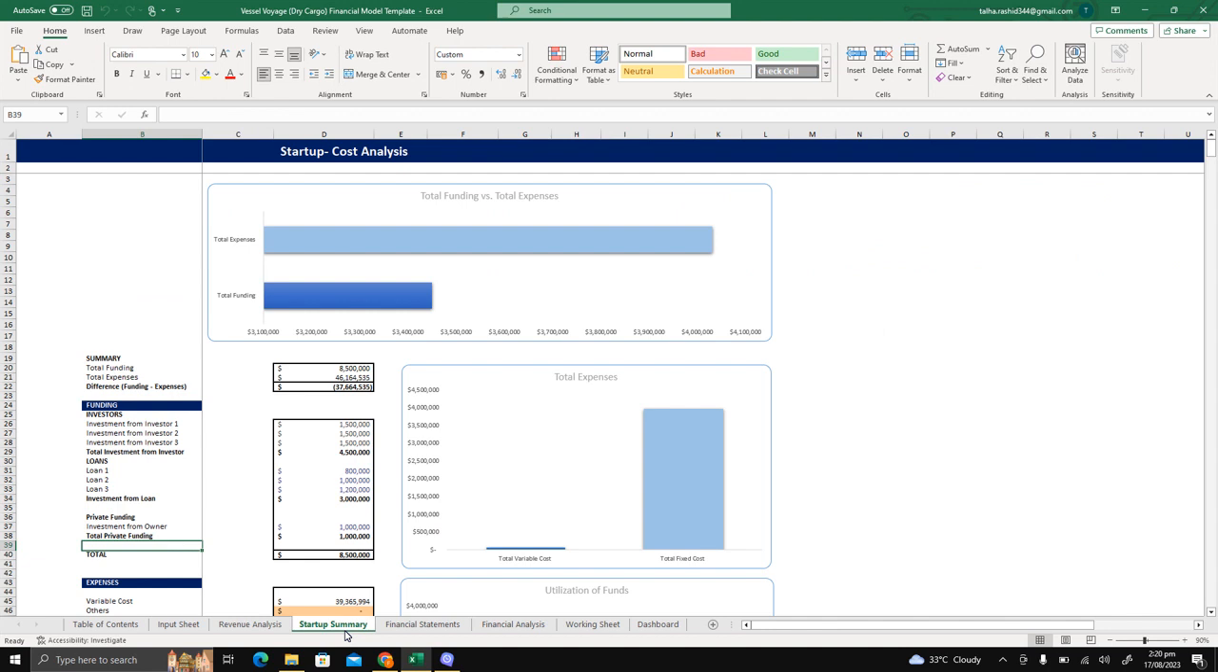Coming towards the startup summary, the startup summary tells you about the first year forecast: how much funding the company would be needing, what their expenses will be, and their assets, liabilities and capital for the first year.